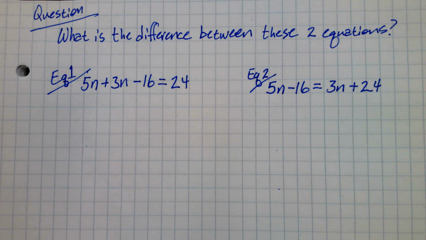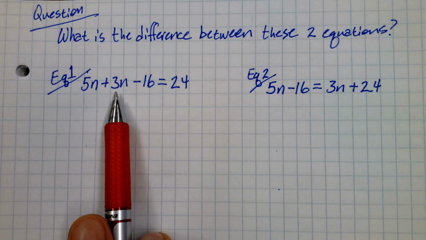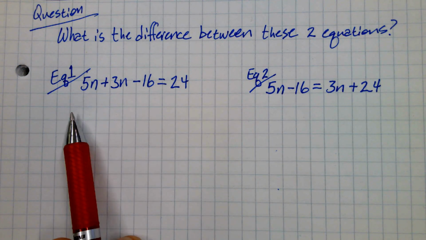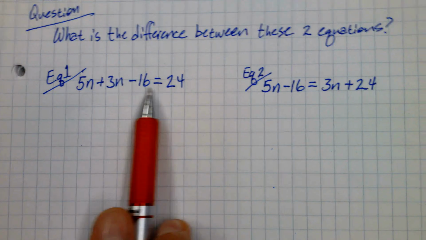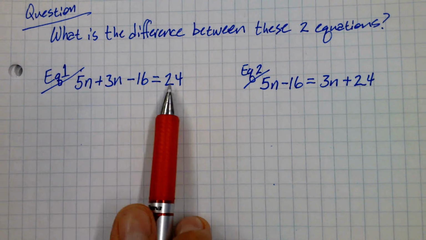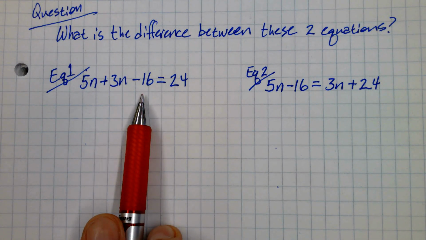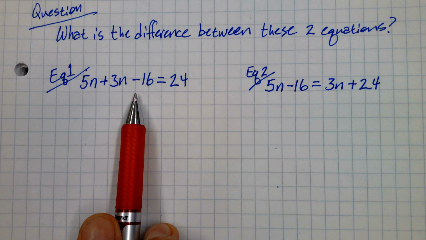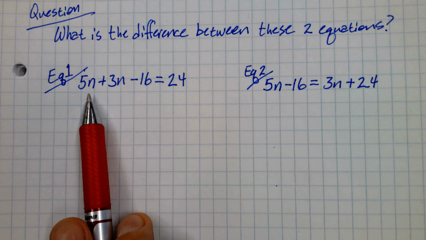Okay, so take a look at this first one. Where are the variables? On which side? On the left or on the right? On this equation number 1, are they on the left side or on the right side? Where are the variables? They're on the left. So the variables are only on the left side.